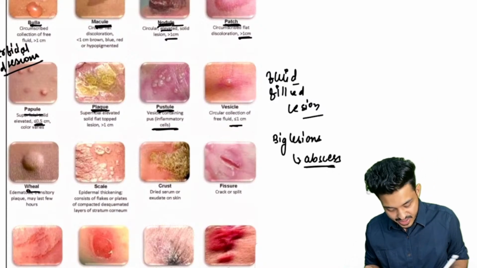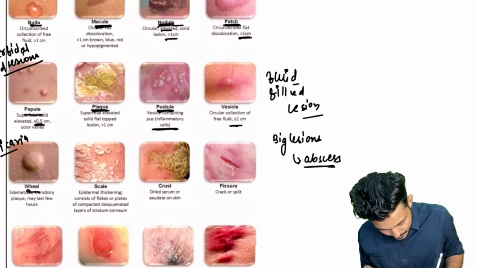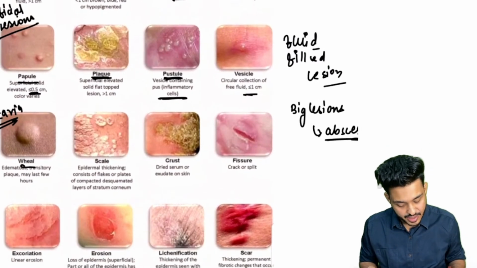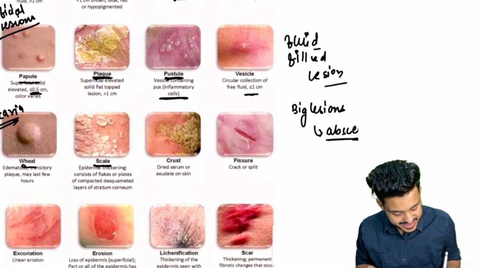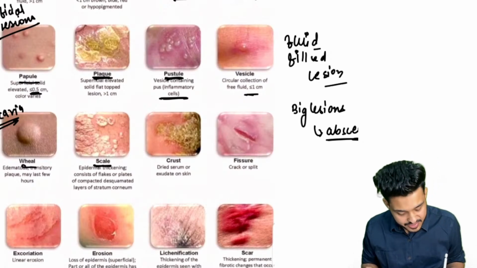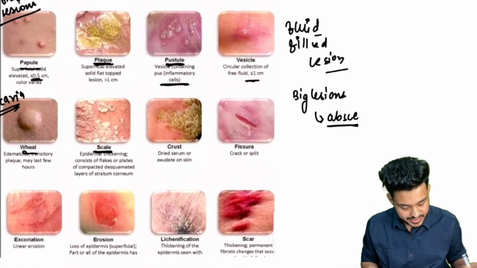Which disease is this seen in? Look here guys, this will be seen in urticaria. This is basically an edematous lesion that will be seen in urticaria. Scales are basically epidermal thickening. We have seen the epidermis, so scales will be epidermal thickening. We will study about scales in further detail.